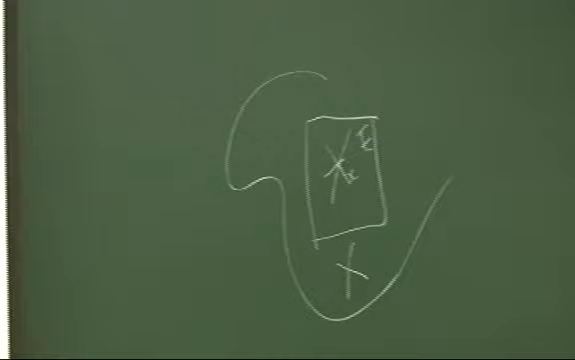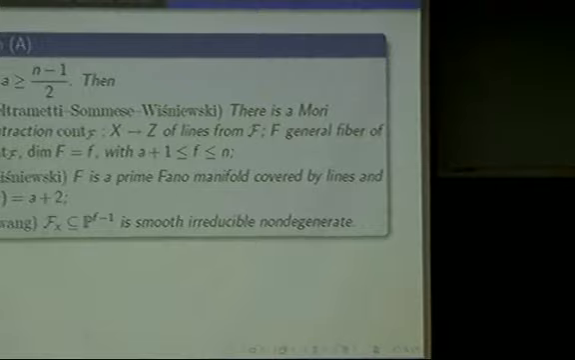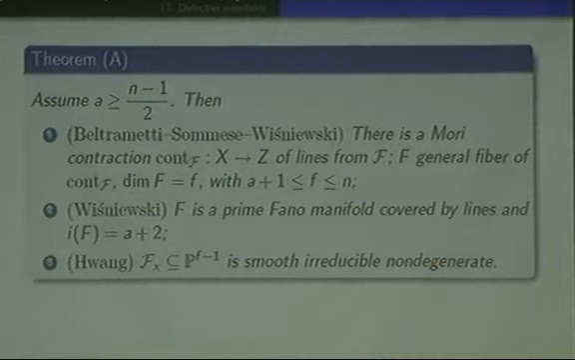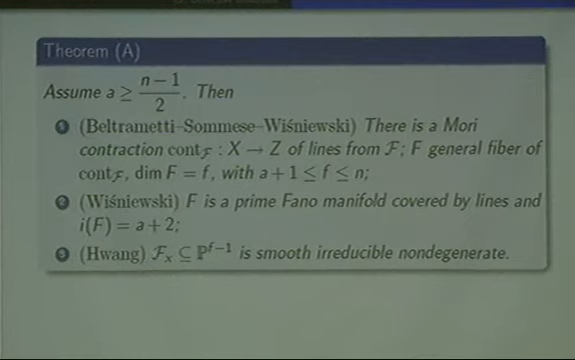The third fact will be crucial for our talk. It is due to Hwang and tells us the following. Now, please notice that here, this is a priori lying in P^(n-1), right? That was the space of tangent directions to X. But due to this simple remark, it actually lies in the space of tangent directions to the general fiber. Okay.